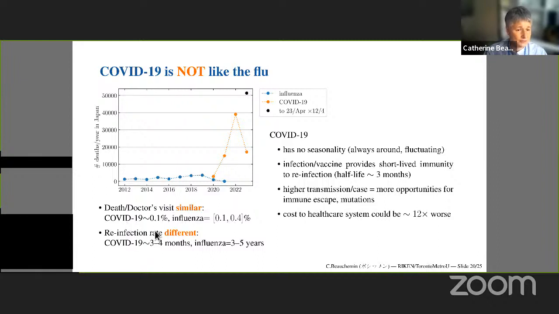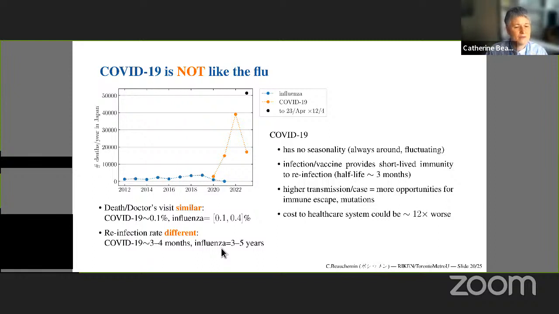The death and doctor's visit from COVID are similar to influenza. So it's around 0.1 to 0.4% for influenza. It's around 0.1% right now for COVID. So it's death per number of doctors visit about that disease. And then the reinfection rate, though, is what's very different. With COVID, if you caught COVID today, you could possibly be reinfected within 3 to 4, maybe it's more accurate to say 4 to 6 months. So you're expected to catch COVID maybe 2 to 3 times per year. Whereas for influenza, you're expected to catch it once every 3 to 5 years at most. And so that's a big problem.